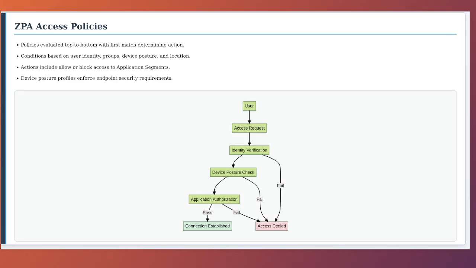If all checks pass, connection established creates the secure path to the application. If any check fails, access denied is returned and the user cannot reach the application.